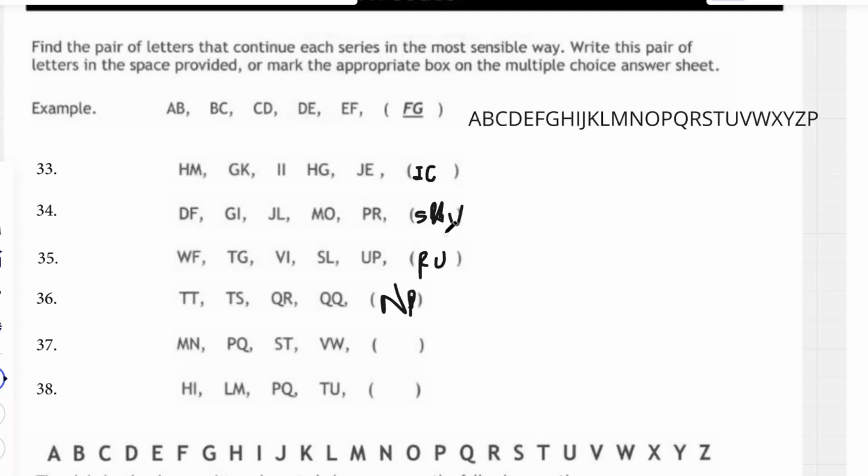And then N to Q, +3, +3, +3, and then +3 is Z, Y, Z. And then 38 will be H to L, 1, 2, 3, 4, 1, 2, 3, 4, 1, 2, 3, 4 to T, and then 1, 2, 3, 4 is going to be X.